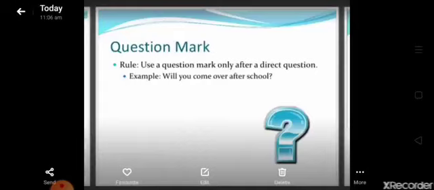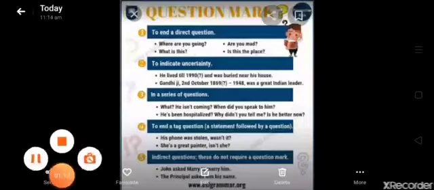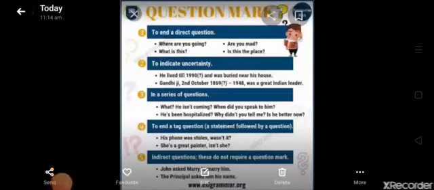These are examples of the question mark. Use a question mark only after a direct question. Example, will you come over after school? So these are examples of the question mark, and we are using it as a punctuation mark. Here are some points we have to discuss.